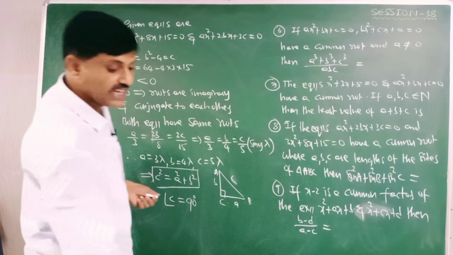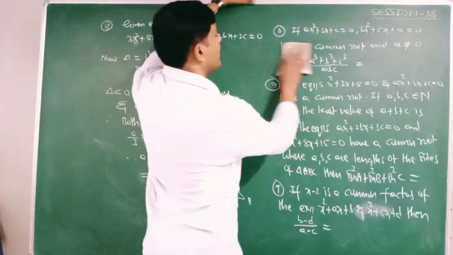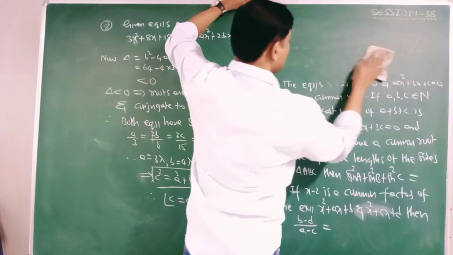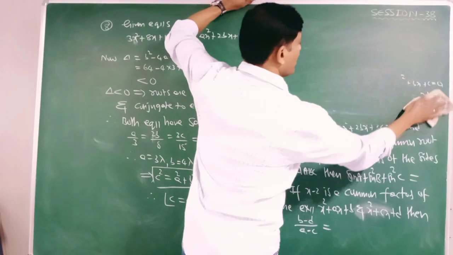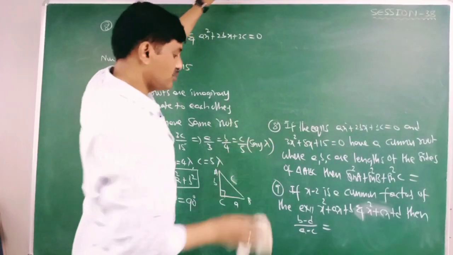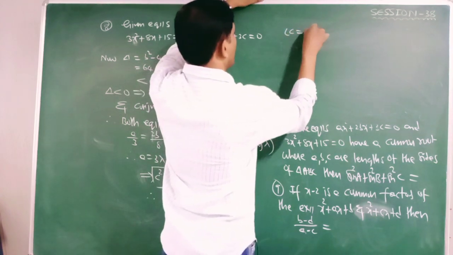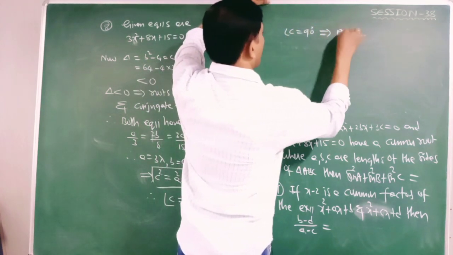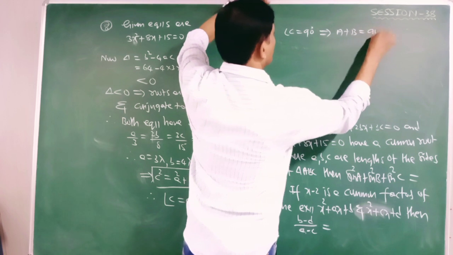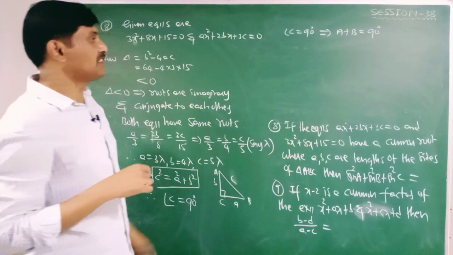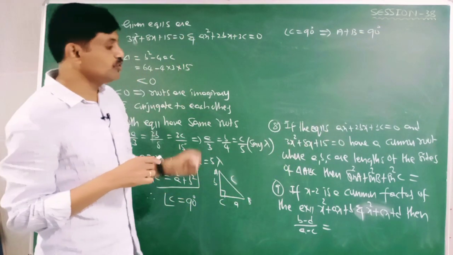Whenever angle C is 90, automatically the sum of the other two angles is also 90. Therefore angle C is equal to 90. That implies A plus B is also 90 degrees. In triangle ABC, the sum of the angles is equal to 180.